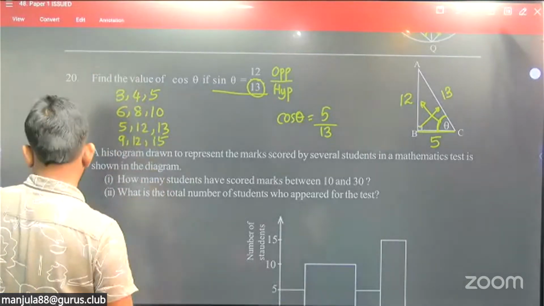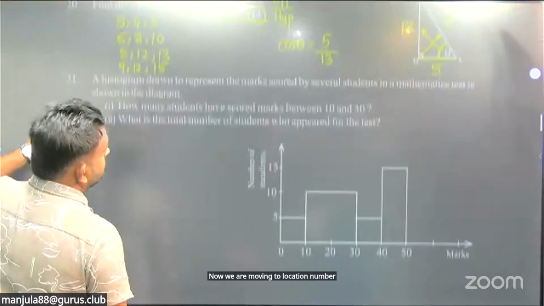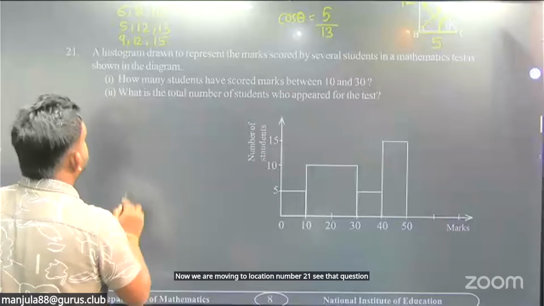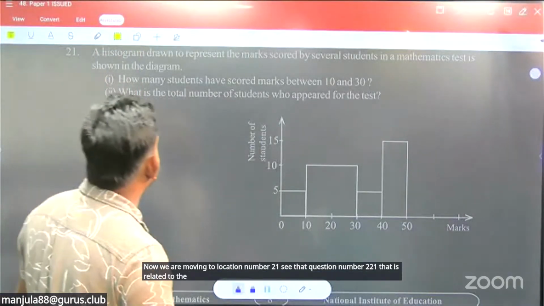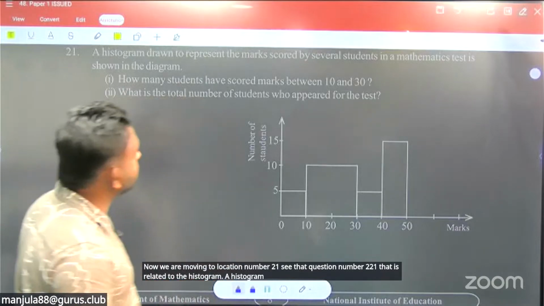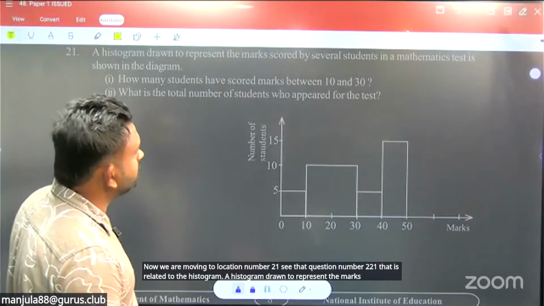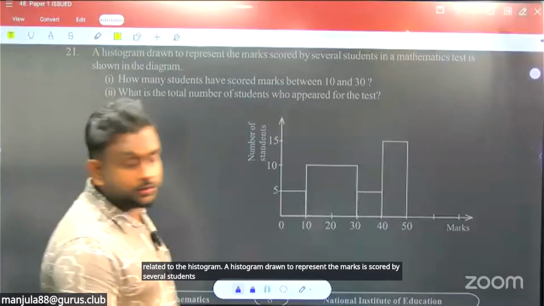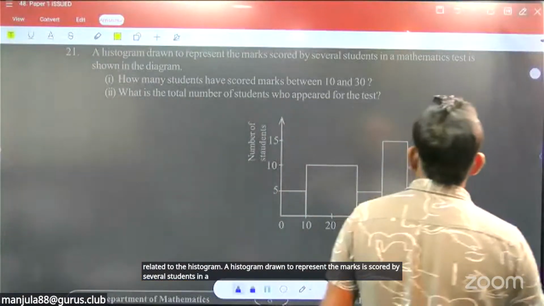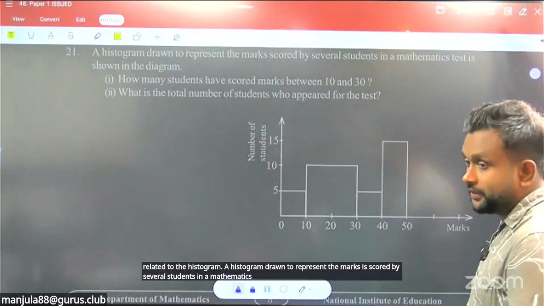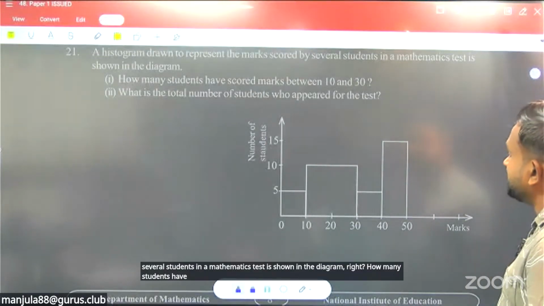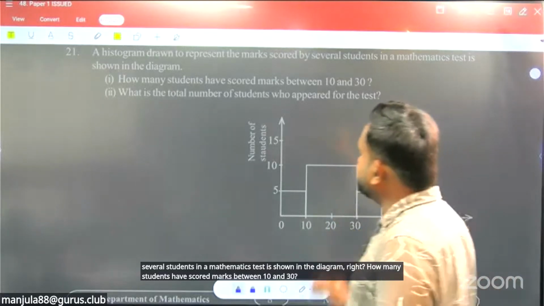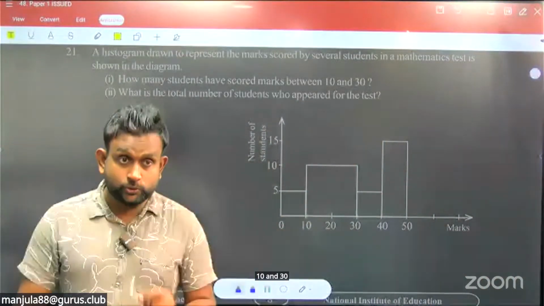Now we are moving to question number 21. See that question number 21, that is related to the histogram. A histogram drawn to represent the marks scored by several students in a mathematics test is shown in the diagram, right? How many students have scored marks between 10 and 30?